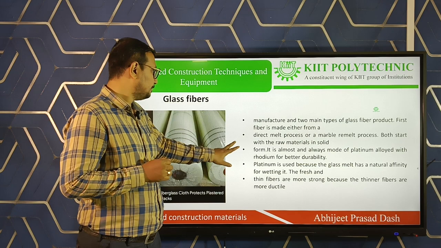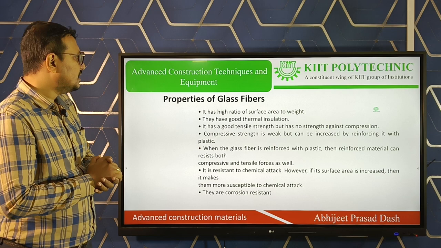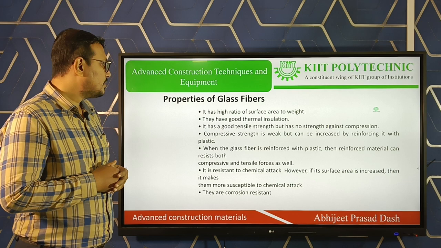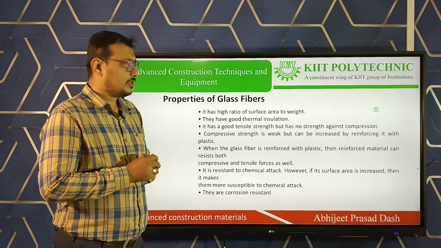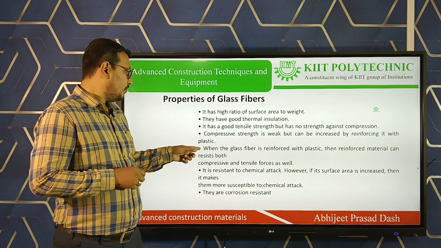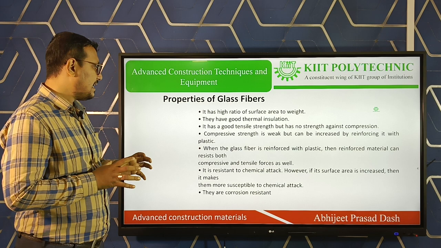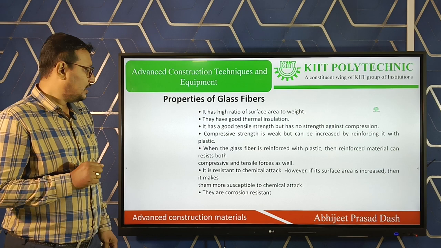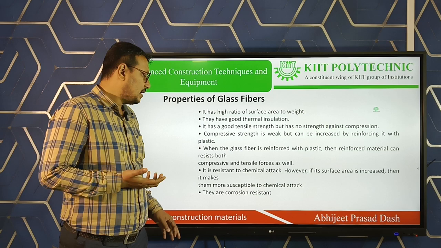Properties of glass fibers. It has a high ratio of surface area to weight. First, glass fibers have good thermal insulation. They have good tensile strength but no strength against compression. Compressive strength is weak but can be increased by reinforcing it with plastic. When glass fiber is reinforced with plastic, the reinforced material can resist both compressive as well as tensile force. It is resistant to chemical attack. However, if its surface area is increased, it becomes more susceptible to chemical attack and can be eroded. They are also corrosion resistant.